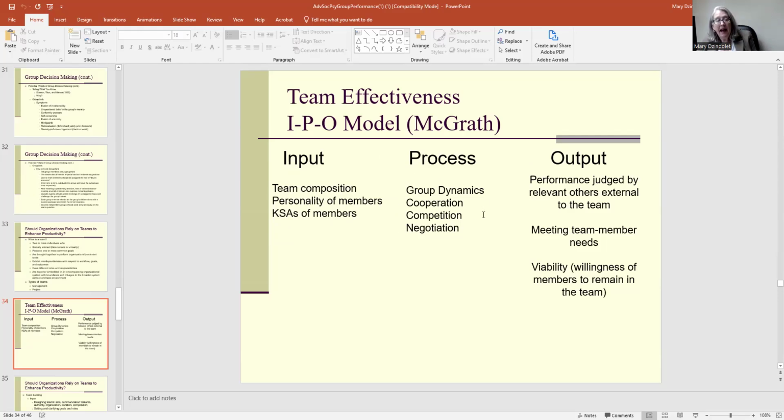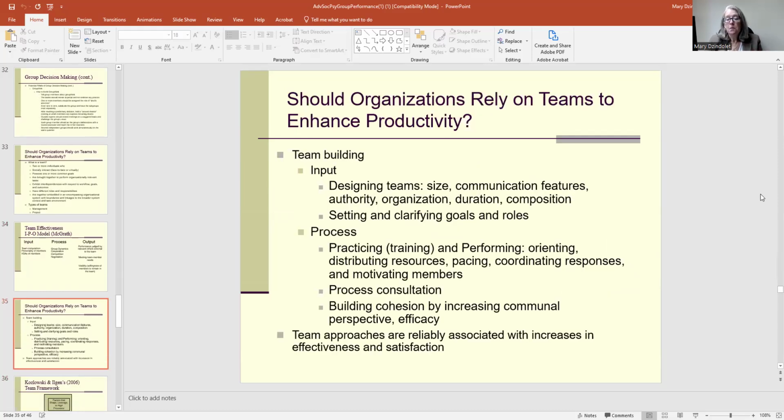Processes are what the team actually does when they get together. The group dynamics, cooperation, competition, negotiation. And the outputs are what the actual team creates. So the performance that could be judged by others or the team themselves, how good the team members feel about themselves and about the other team members, and how much they want to stay in the team, viability. And so most of team effectiveness uses this IPO model, and I want you to be familiar with it.